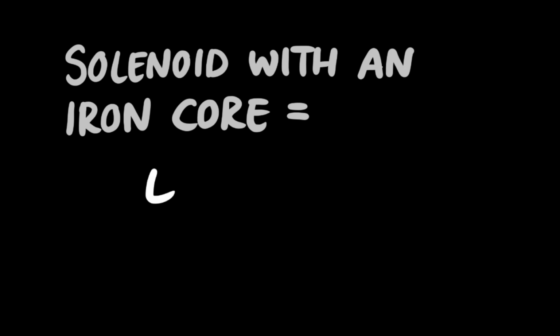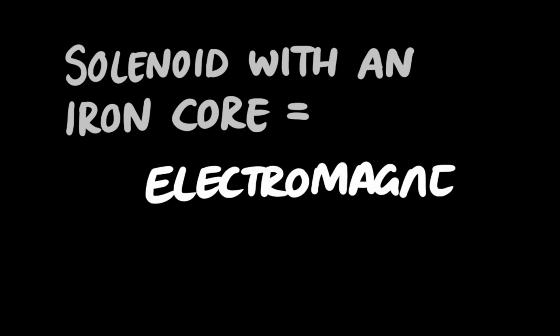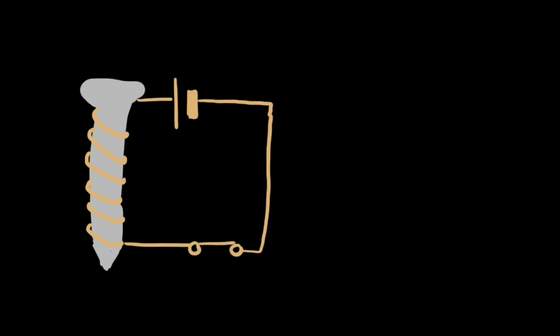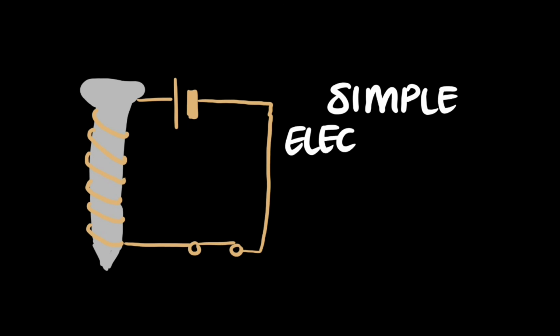So what's an electromagnet? A solenoid with an iron core is an electromagnet, and this core increases the strength of the magnetic field even more. So what might a simple electromagnet look like? Well, it looks like essentially an iron nail with a coil of wire wrapped around it and a current flowing through it.